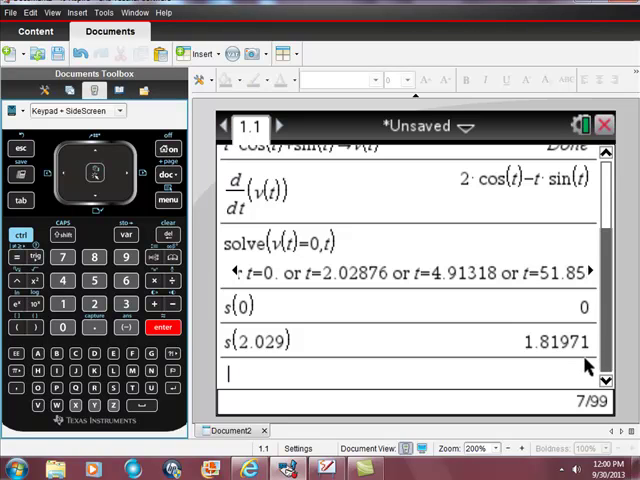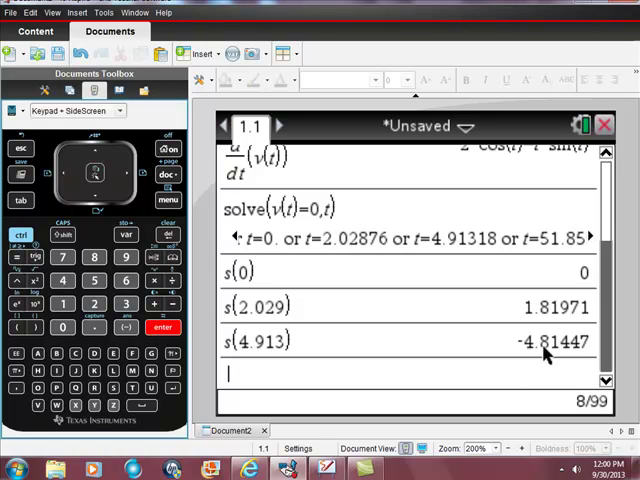I rounded it up to 1.82. And then lastly, I asked where he was the last time he stops. And the last time he stops is at 4.913, so S of 4.913. And I hit enter, and then I got that. Remember, I want absolute value here because that's the distance he's going to travel.